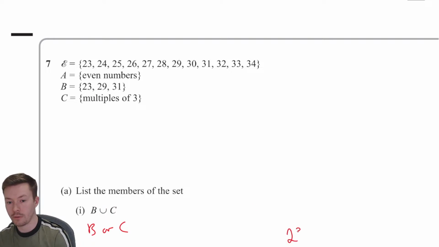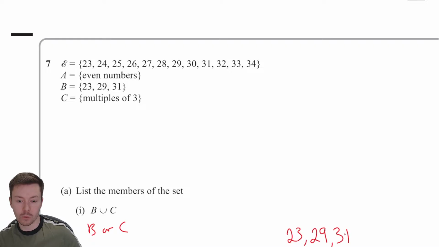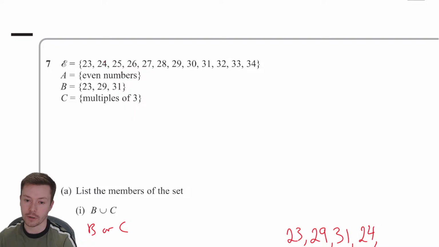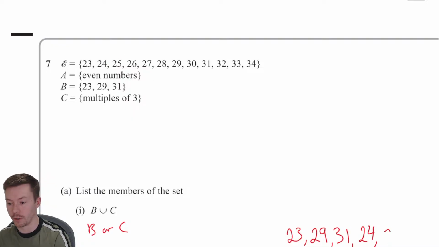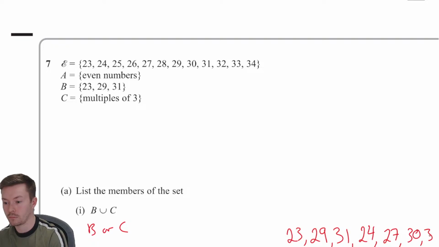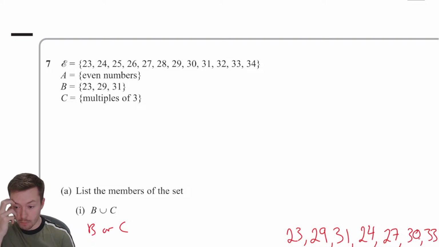Well, we've got 23, we've got 29, we've got 31. And then we need to do our multiples of 3, but only the multiples of 3 that are in this universal set. So, 23 isn't, 24 is. That's 8 times by 3. Next one, add 3 to 24 is 27. We haven't already got that, so that needs to go there. Then it would be 30, and then 33. And there are the answers for 1 mark. It doesn't say you have to write them in a specific order, so that'd be fine.